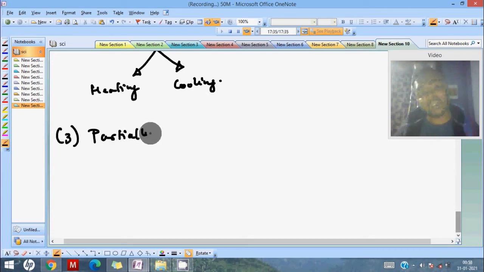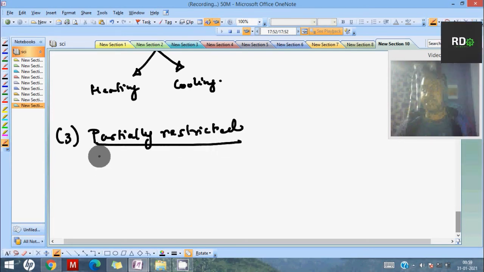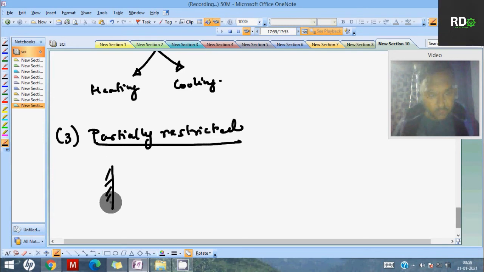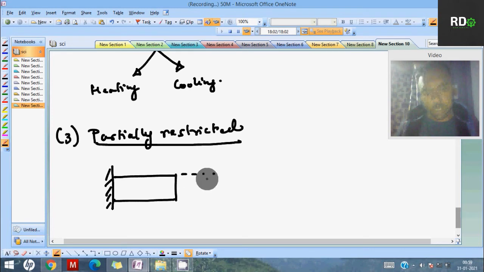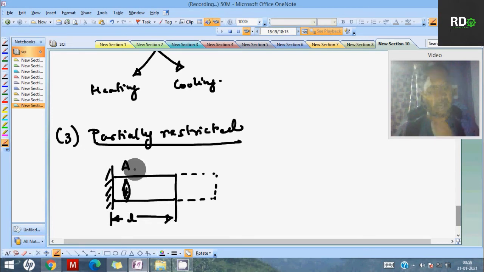Means in this case, you are neither allowing full expansion nor total stoppage of the expansion. You are allowing slight expansion, so that's why it is partially restricted. I'll show you the figure in a bit. Partially restricted. So let me first draw the cantilever beam. It can move up to here. That is the distance or the length of the beam. The uniform cross section is A, and E and alpha are the properties of the material, and that is the delta L.